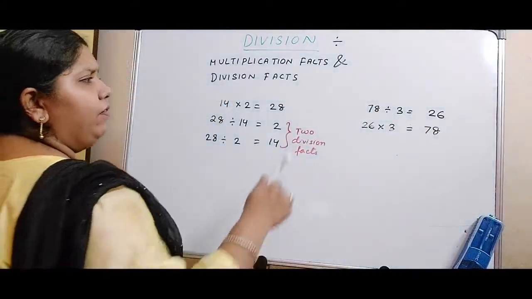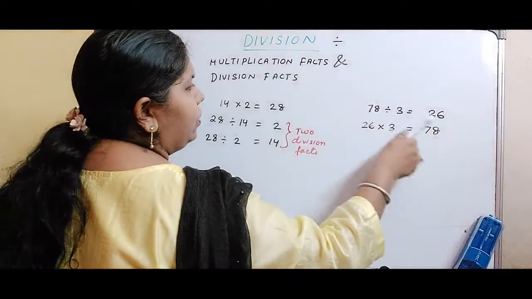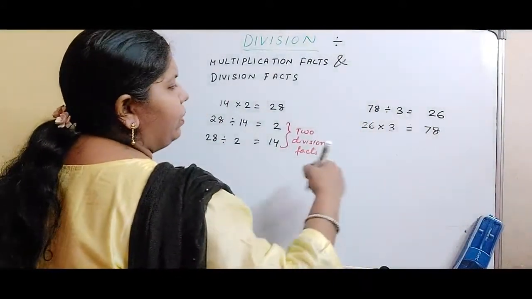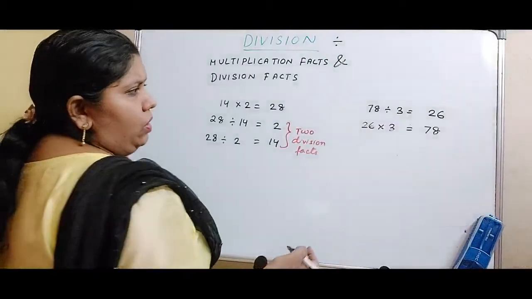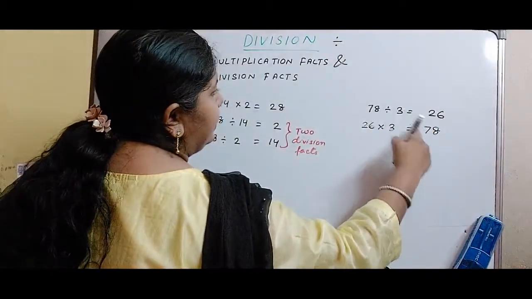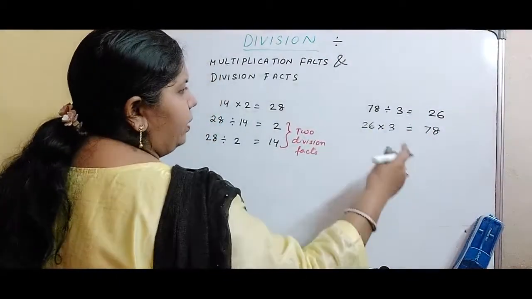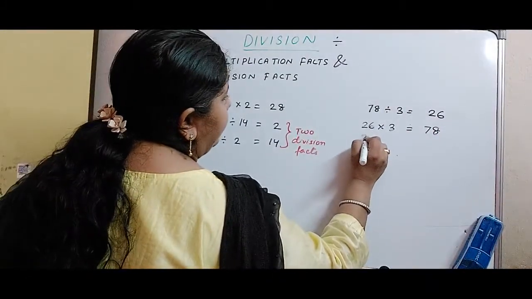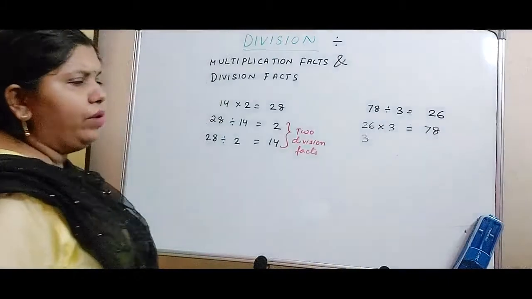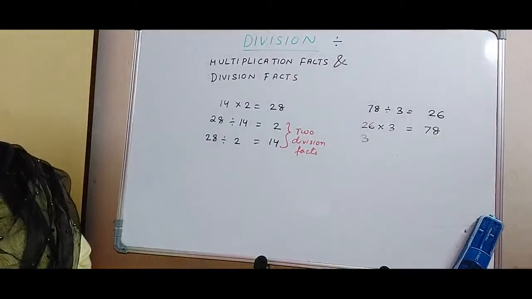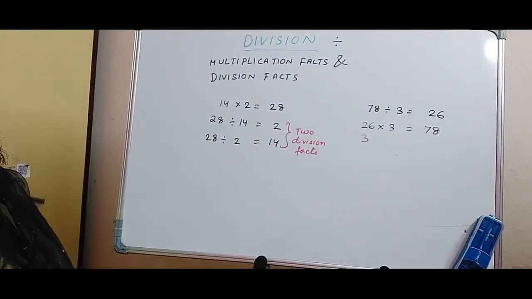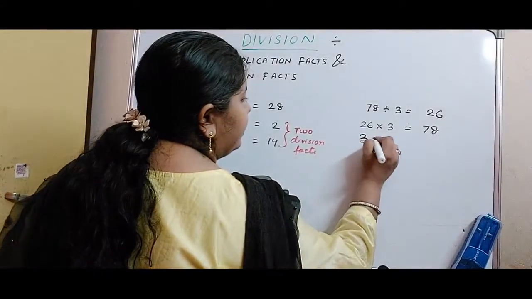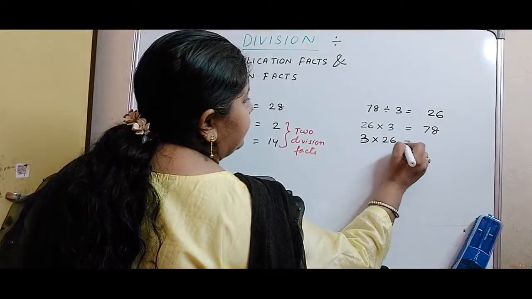You can say that the dividend in the division is equal to the product in the case of multiplication, that is, when you write the multiplication fact. So we can say that 26 3s are 78. You can also just change the order. You can write 3 into 26 as 78, and in a similar way, 26 into 3 as 78.